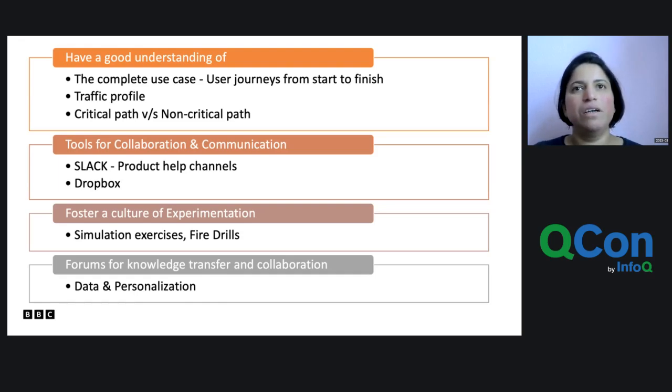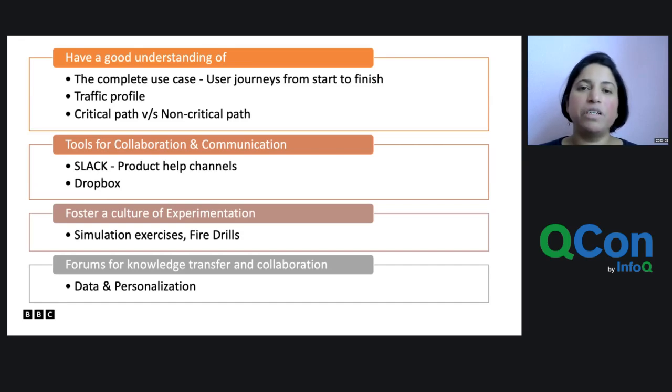So always try to understand the user journey right from the start to the finish, even if there are lots of teams involved. Have open channels of communication between the teams. Understand the traffic profile. And of course, know what the critical path is and what the non-critical path is. This will help you in using patterns like retries and circuit breakers and others.